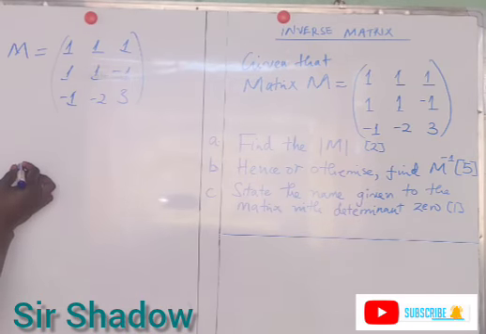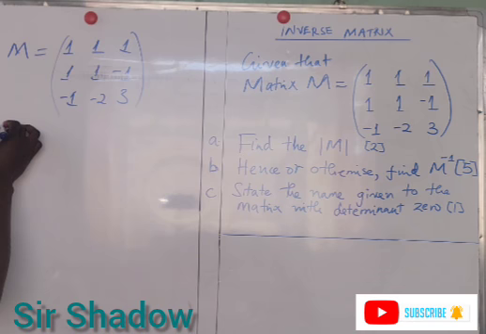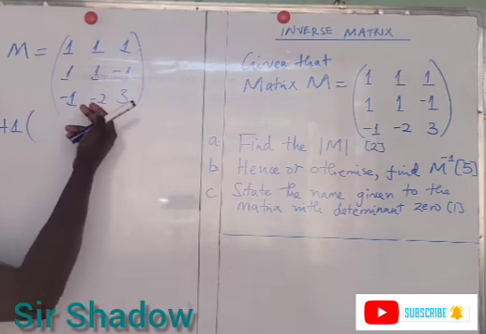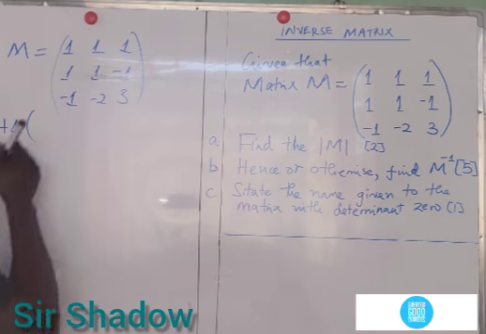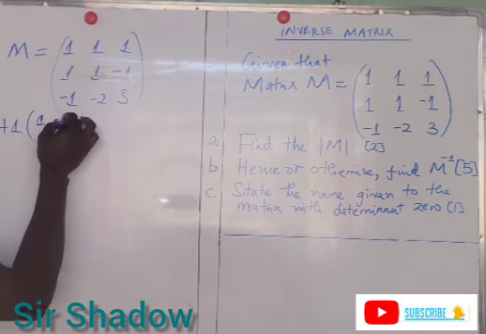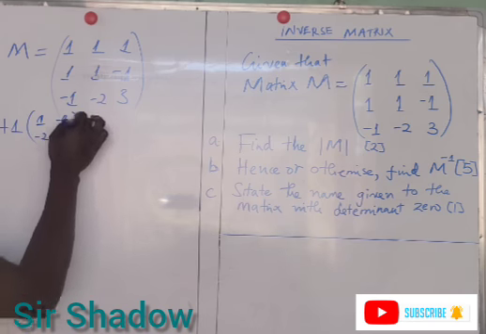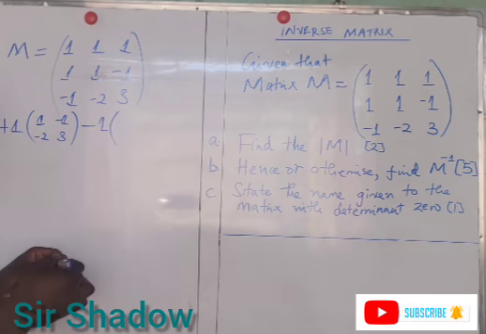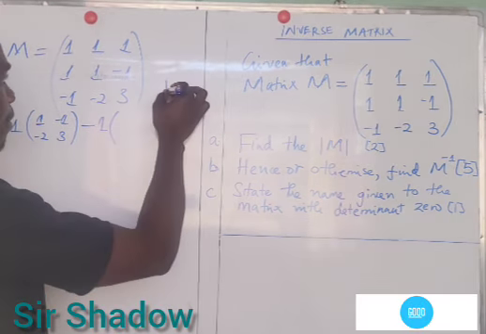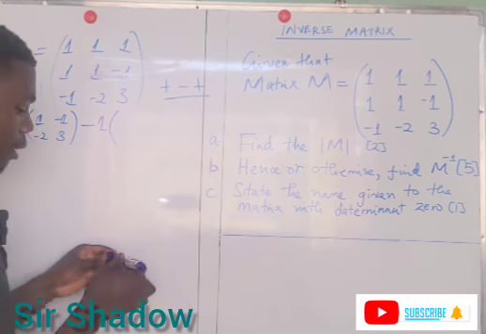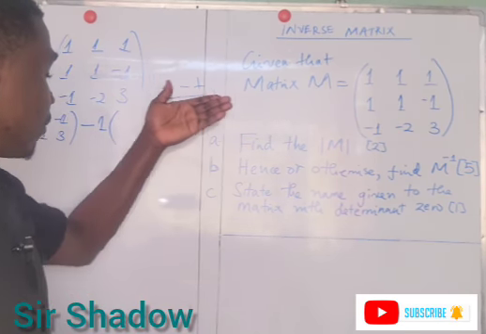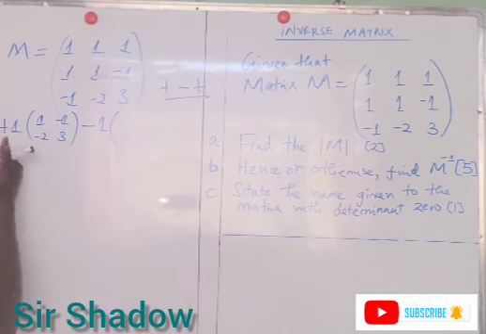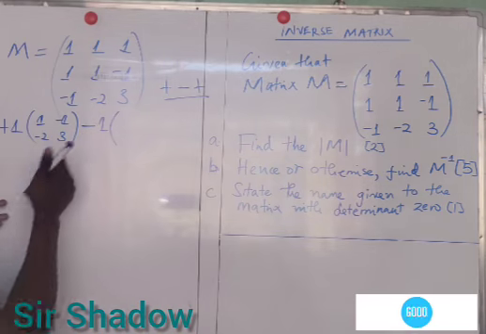So we are saying positive 1 is multiplying the determinant of this matrix, which is 1, minus 1, minus 2, 3, right? Then minus 1 is multiplying. Remember, we have these signs, positive, negative, positive. We have to apply those signs in order to find the determinant using the method of cofactors, right? So positive is positive, the negative is negative.